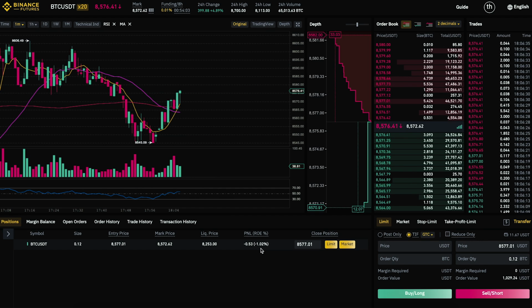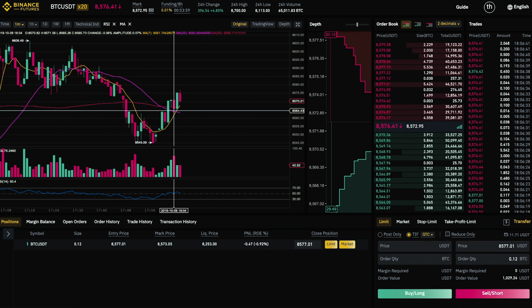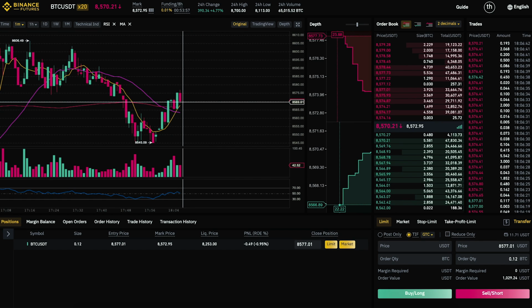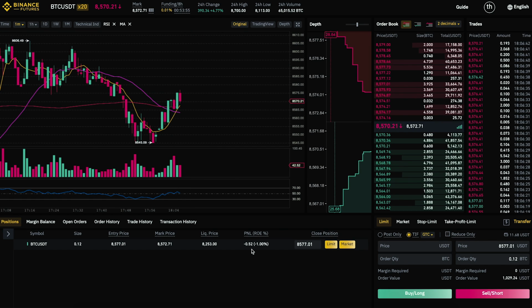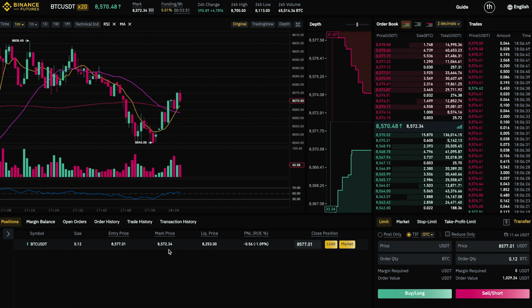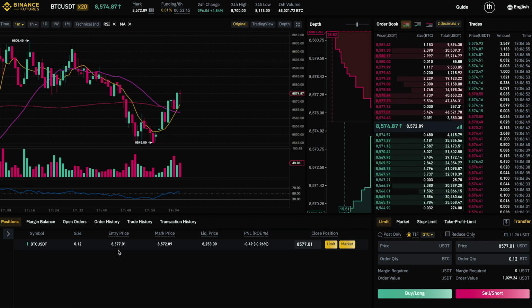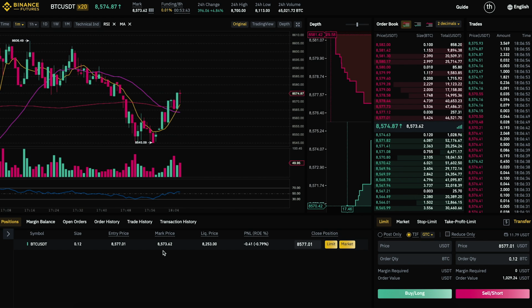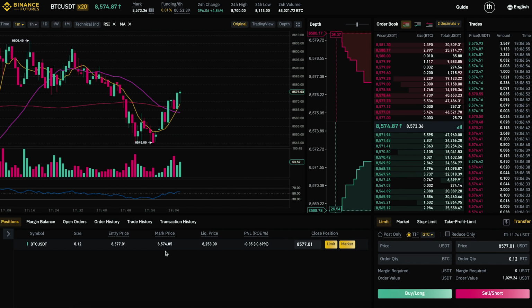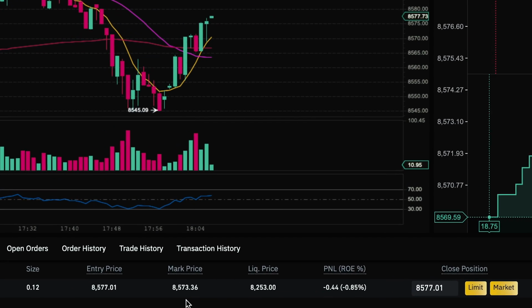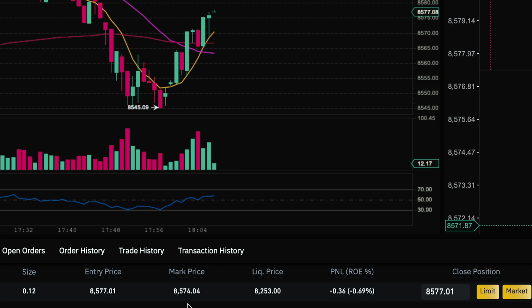It didn't even have to sit in open orders. It immediately filled. So we have another bid right here at the same size, 0.12. Our entry price is 8577. Our mark price right now, the spot price of the market, is actually down to 8572. And you can see our profit and loss is about negative 50 cents right now. Our return on entry is about negative 1%.